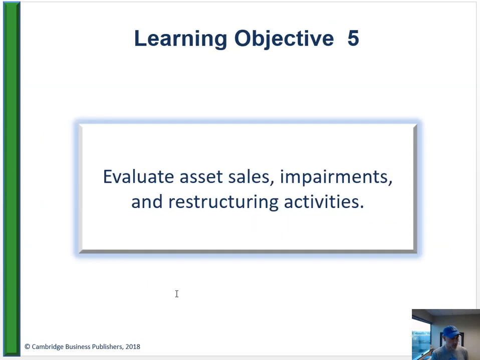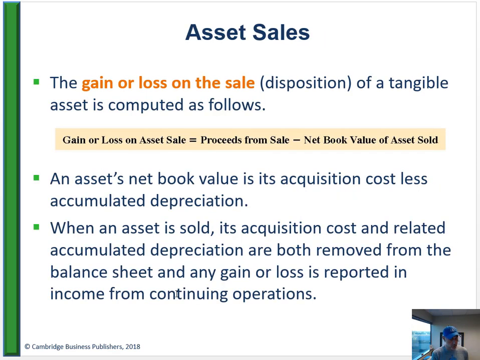Okay, learning objective number 5. So let's evaluate asset sales, impairments, and restructuring activities. Talked a little bit about restructuring activities in Module 4 as non-recurring costs, so we'll touch on that again, but first let's look at asset sales. So for an asset sale, the authors just note here that anytime we sell an asset, we have to true up the accounting for the value at which we sold the asset versus the value at which the asset was on our books. Because any difference in those two numbers is going to result in a gain or a loss.